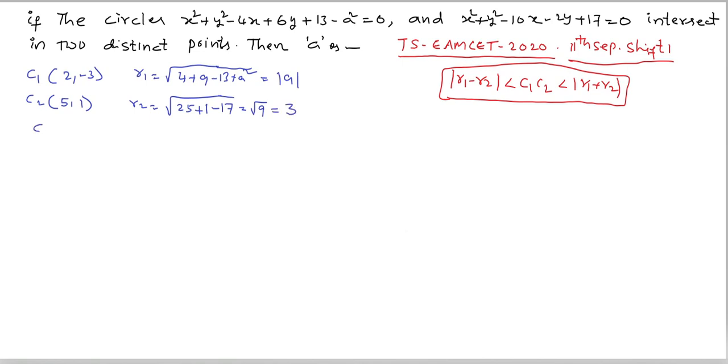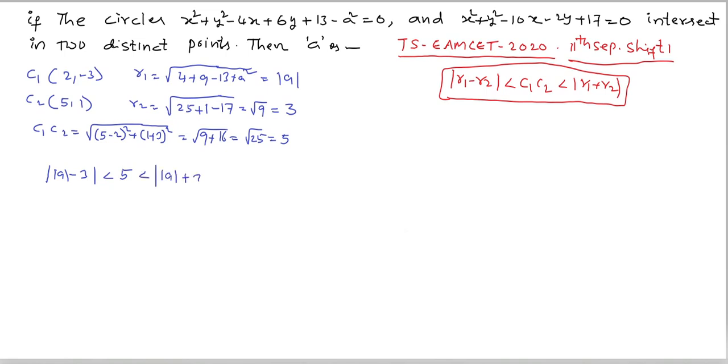Now find the distance between the centers C1C2, which is equal to the root of 5 minus 2 whole square plus 1 plus 3 whole square. That is 5 minus 2 whole square is 3 square is 9, plus 1 plus 3, 4 square is 16. So under root of 9 plus 16, that is root 25, that is equal to 5. Substituting these values in this condition, that is modulus of r1 minus r2, that is mod a minus 3, which is less than C1C2, 5, which is less than r1 plus r2, that is mod a plus 3.